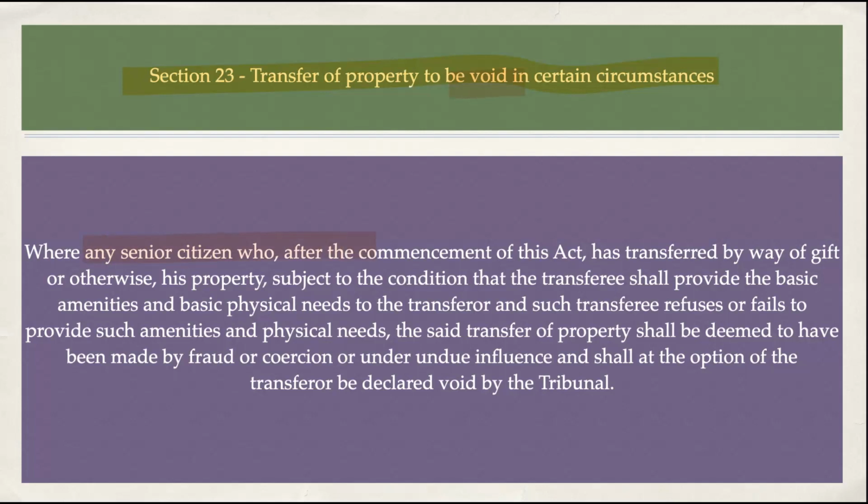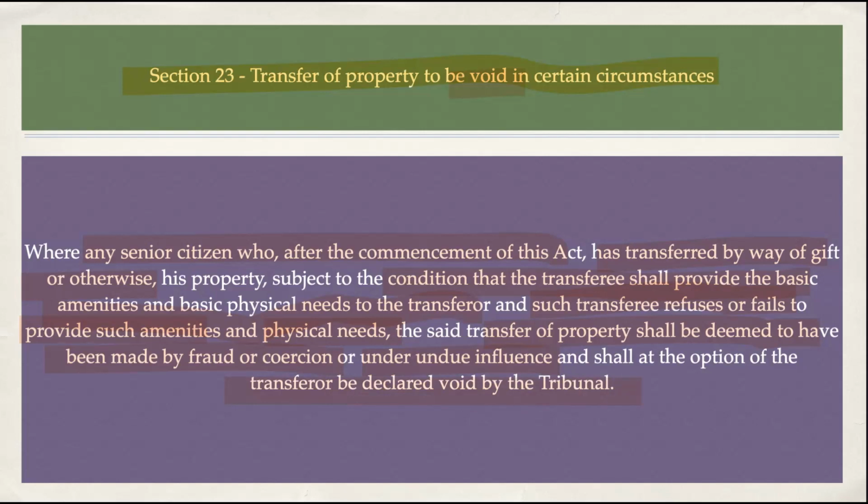Where any senior citizen who, after the commencement of this Act, very important term, has transferred by way of gift or otherwise his property, subject to the condition that the transferee shall provide the basic amenities and basic physical needs to the transferor, and such transferee refuses or fails to provide such amenities and physical needs, the said transfer of property shall be deemed to have been made by fraud or coercion or under undue influence, and shall, at the option of the transferor, be declared void by the tribunal.